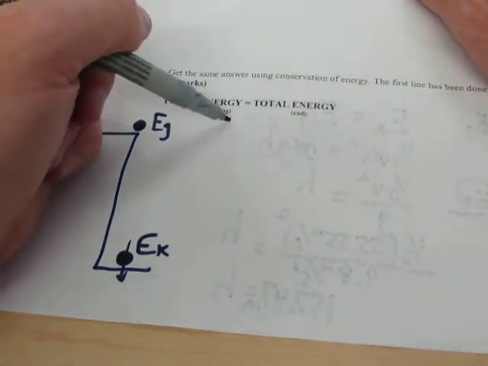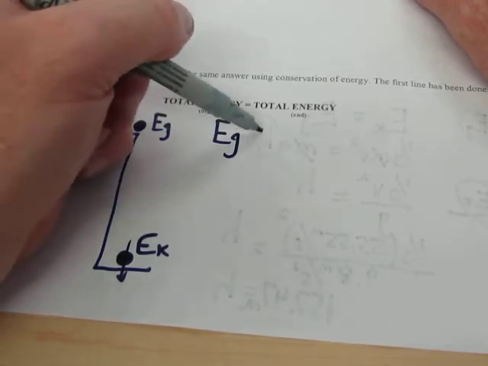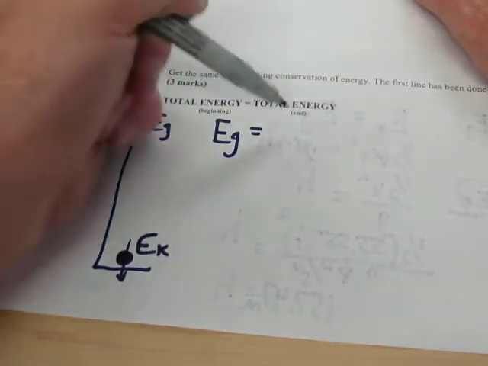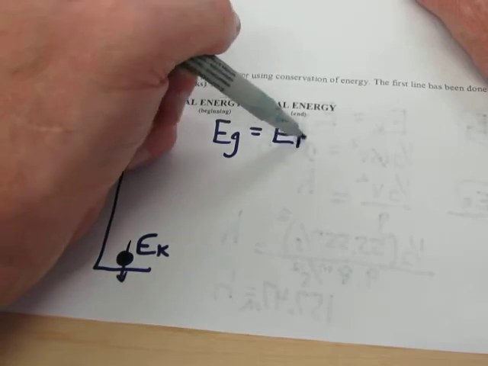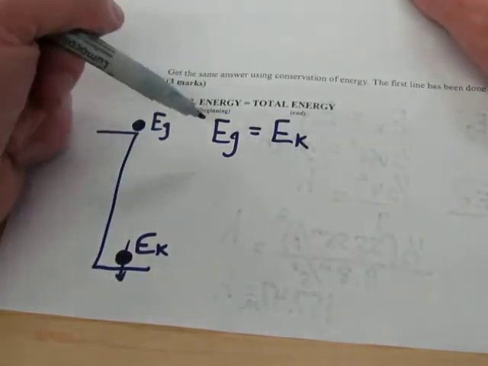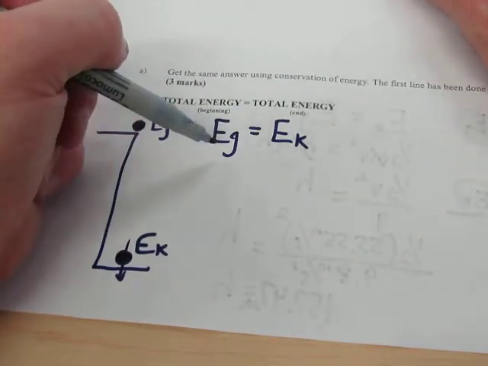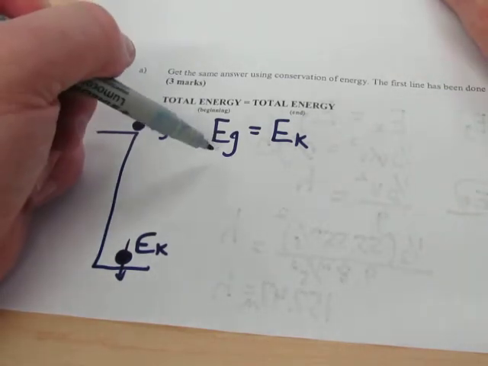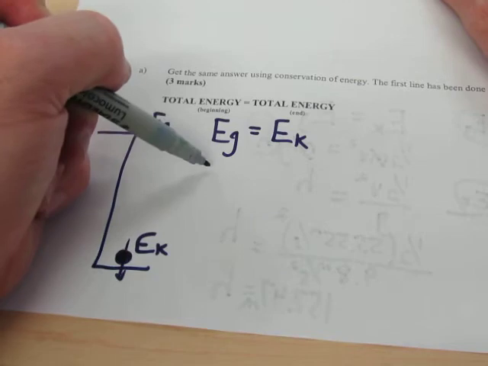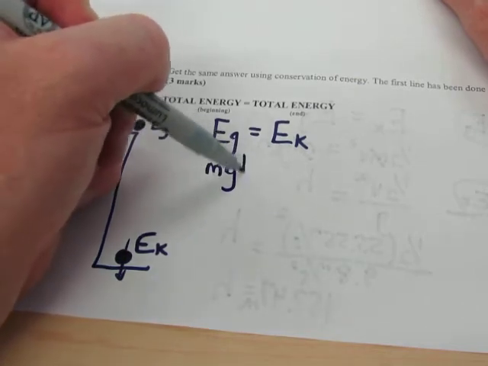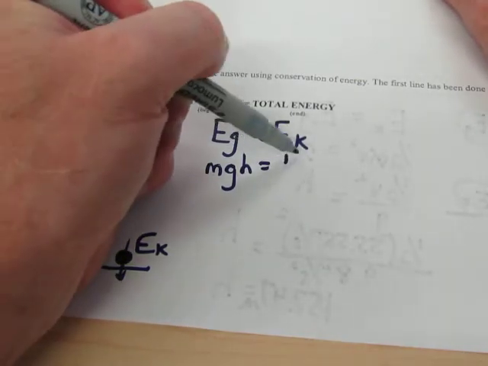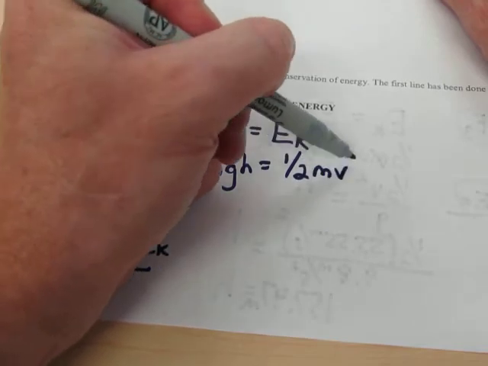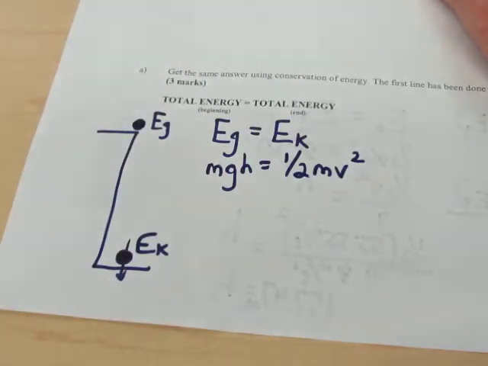Total energy in the beginning is all gravitational. It has to equal the total energy at the bottom, which is going to be all kinetic. That right there is the most important part of the question, and the part that you have to get. Then you sub in your formulas, and that's not an important part of the question because formulas are on formula sheets, and the presumption is you're not going to do that part wrong.